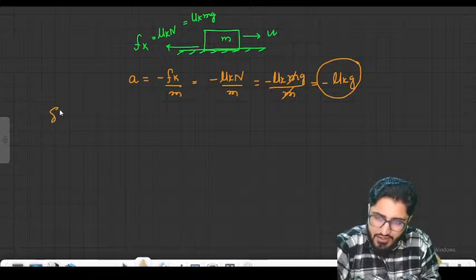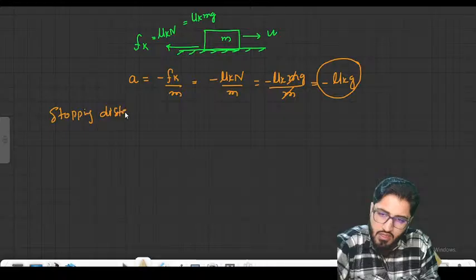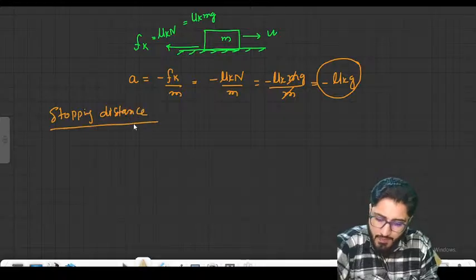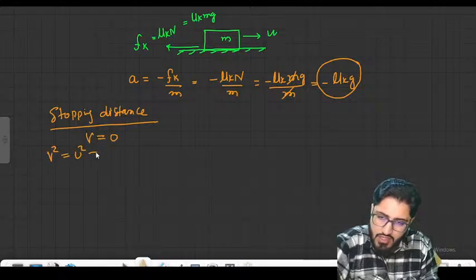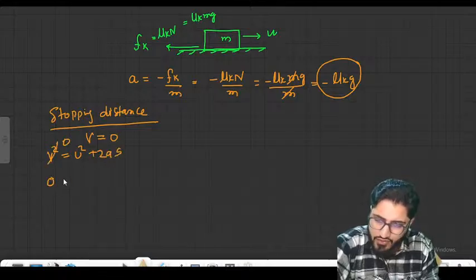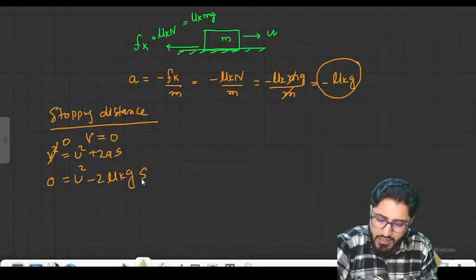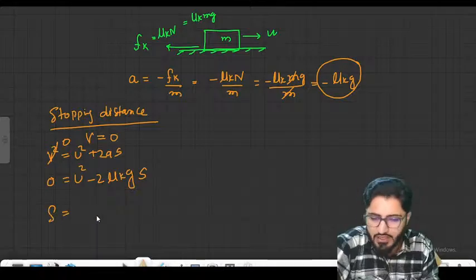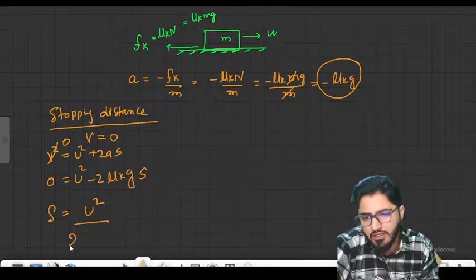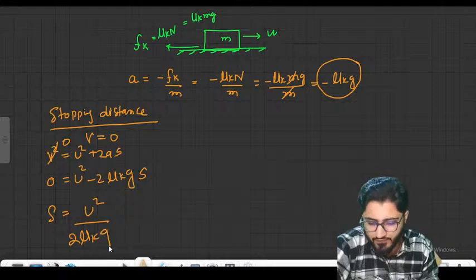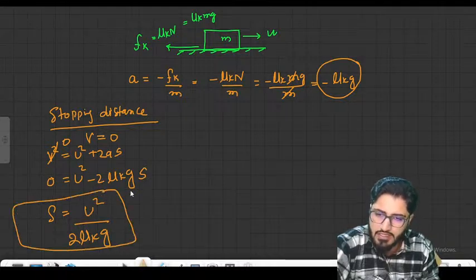If there is retardation, then what will be the stopping distance? Okay, in stopping distance, as you know, v is 0. So I can write v square equals u square plus 2as. v is 0, so 0 equals u square minus 2 nu k g into s. So s came out to be u square divided by 2 nu k g. This is my stopping distance.